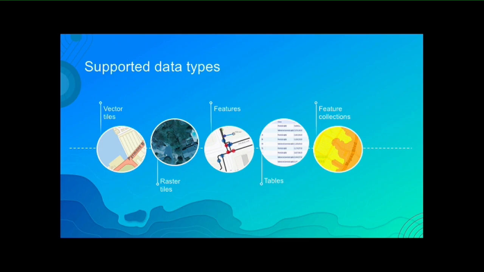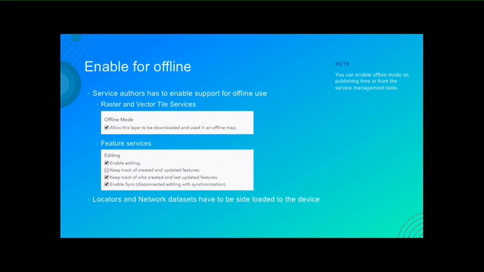You can download those and use them offline as well. So the one common thing about all of this data is it needs to be enabled for offline use. We're not going to go into this today. We had a demo theater, which I believe is recorded and can be watched later. It was a whirlwind tour of how you enable each of those data types for use offline.